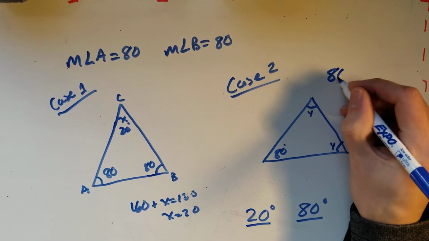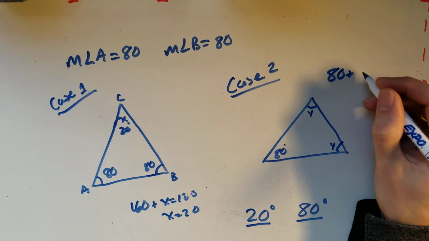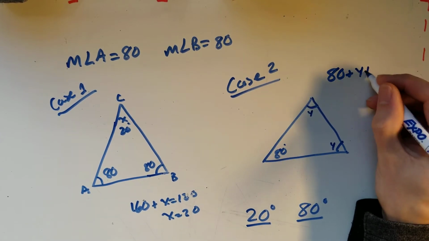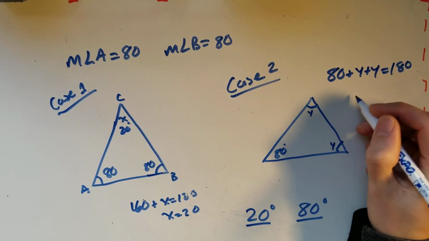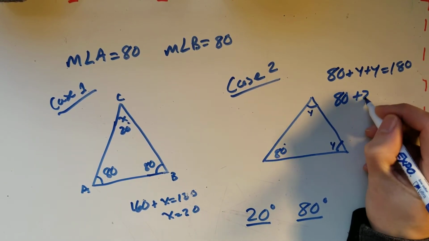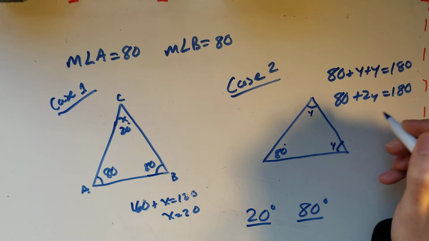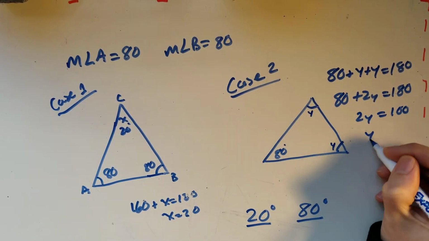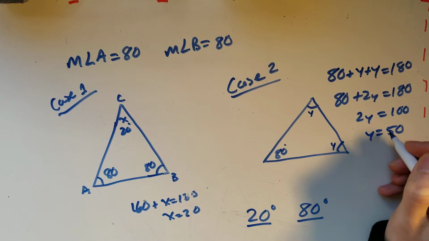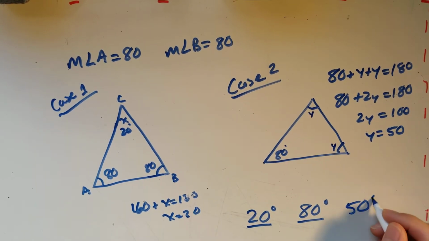So you would say 80 plus, well, y plus y equals 180. So 80 plus 2y equals 180, which means 2y is 100. So y could be 50. And that's another answer option down there.